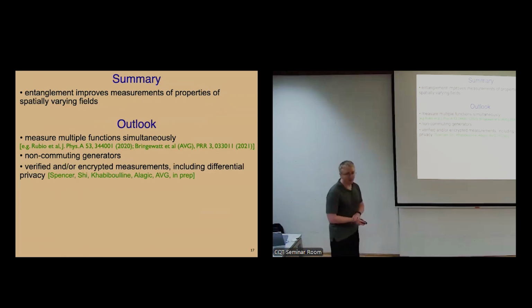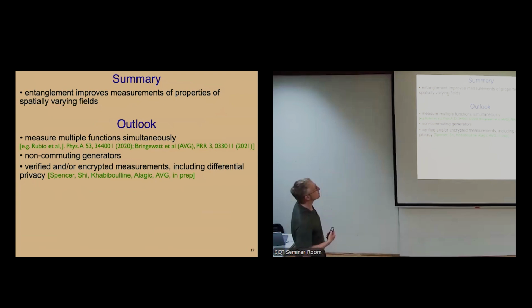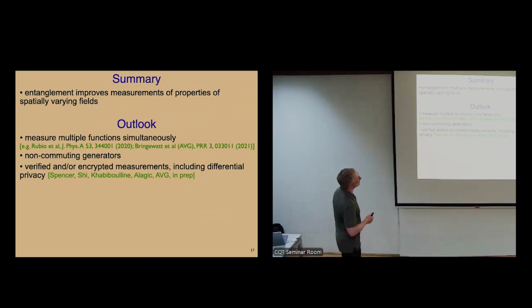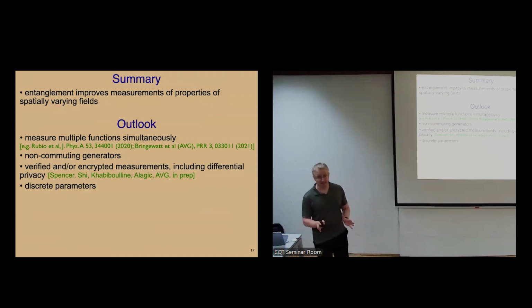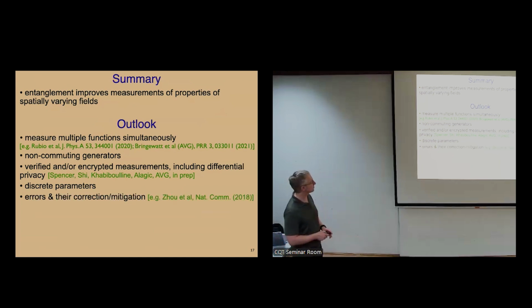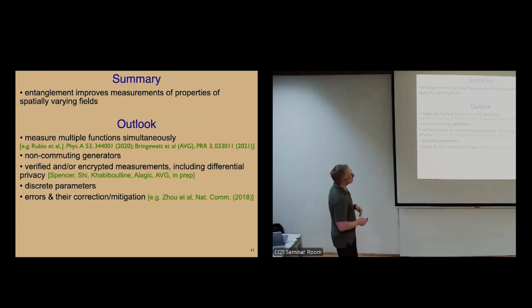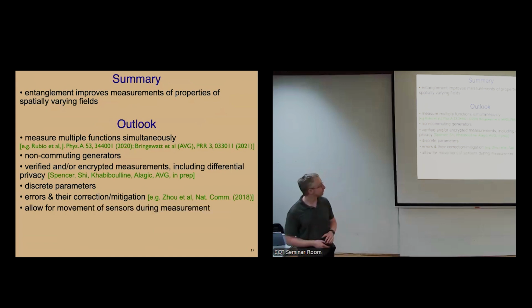There's quite some work on cases where there are trust issues in your network, where you want to do verified and/or encrypted measurements. In particular, we're writing a paper on differential privacy in quantum sensor networks. You can imagine that your parameters come from a discrete set, in which case it's a discrimination problem rather than an estimation problem. There are lots of interesting questions about how to include errors and how to mitigate or error correct them.